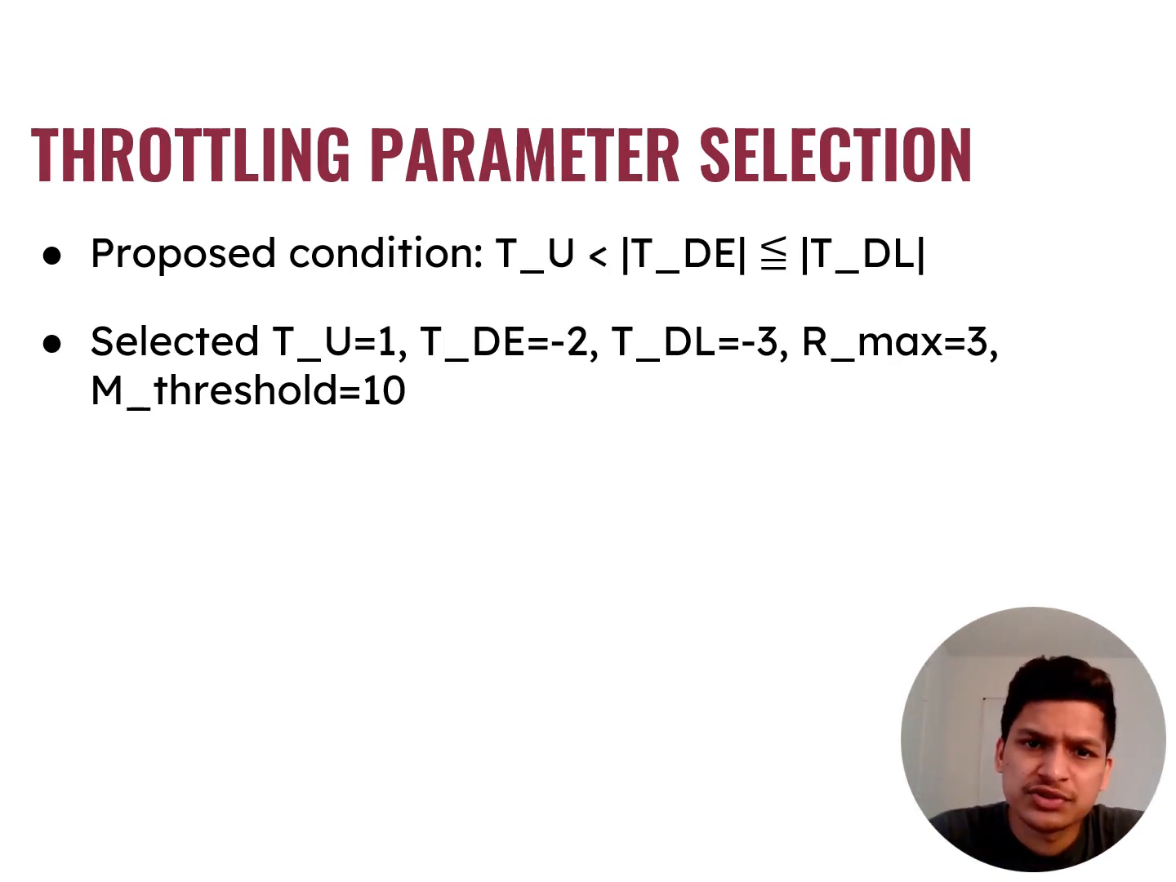The authors proposed a condition for selecting the values of throttling parameters TU, TD, and TDL. They selected TU equal to 1, TD as 2, TDL as minus 3, Rmax as 3, and M threshold as 10 for the implementation.